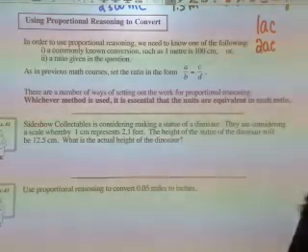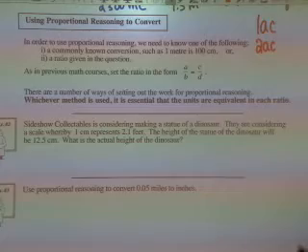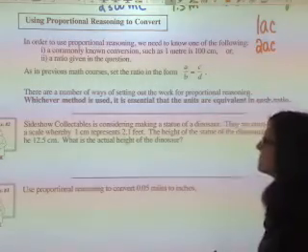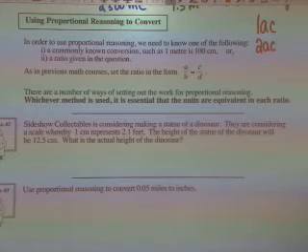The next method that we're going to look at for converting between the two systems is proportional reasoning. We use that when we're converting between the two systems. If we're converting within the SI system, we can use that number line. We can use powers of 10. But when we're converting from imperial to imperial, SI to imperial, or imperial to SI, we can use proportional reasoning.